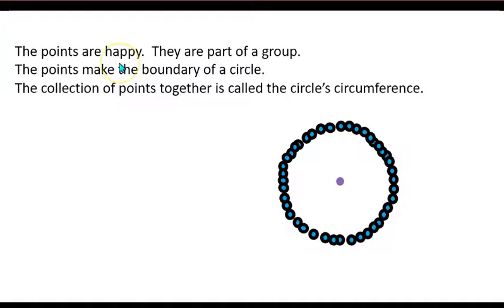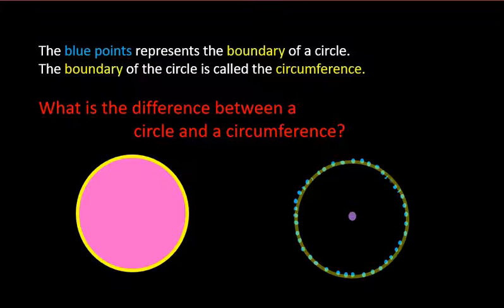Now these points are happy. They form a group. They're not all scattered out. They have meaning. They form a boundary for the circle. The blue points represent the boundary of the circle. The boundary of the circle is called the circumference. What is the difference between a circle and a circumference?